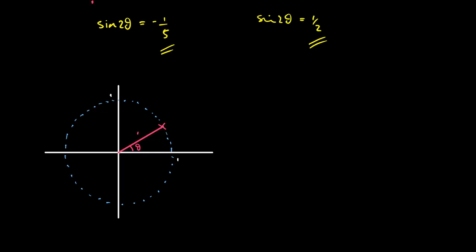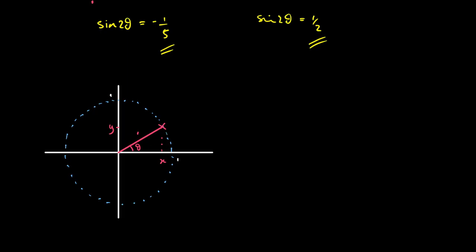And critically, if this point has an x-coordinate of x and a y-coordinate of y, what's x going to be equal to? Well, x is going to be equal to cosine of theta, because we think about it as adjacent over hypotenuse. The adjacent is the x, the hypotenuse is 1, so adjacent over hypotenuse is equal to x. And of course, for a triangle, adjacent over hypotenuse is cos theta.